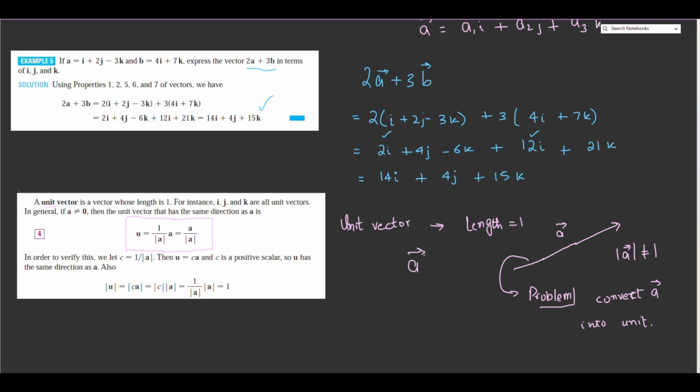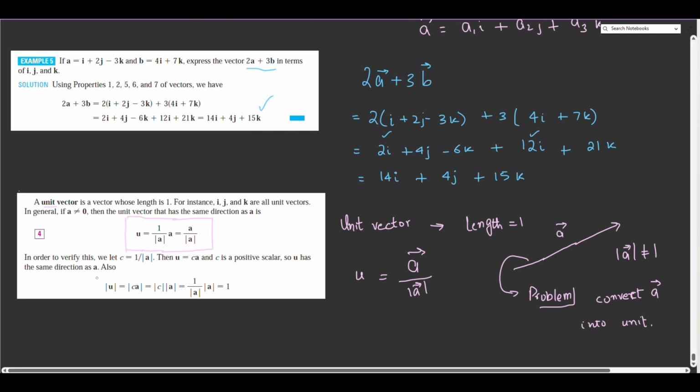What you need to do, we have a vector a, we divide this with its magnitude, we get a new vector, and that vector will be a unit vector. Its length will be equal to 1. This type of question will be given in the exams or in the problems. So for example, let's do this question.